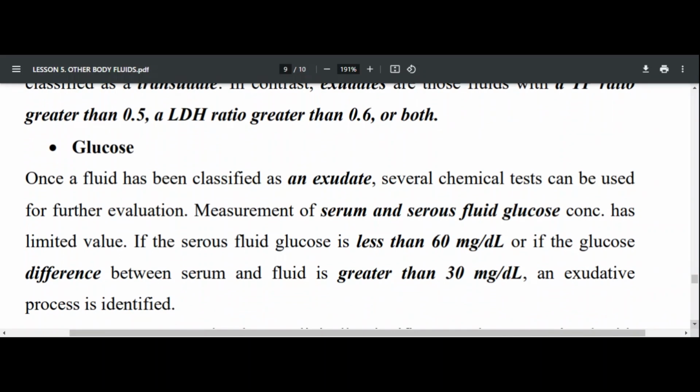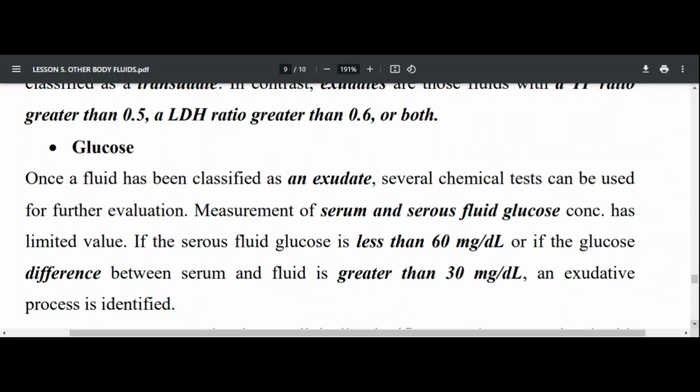So after classifying the specimen as a transudate or exudate, we can of course use other chemical tests to do a further evaluation in order to try to identify the cause of that exudate production. Measurement of serum and serous fluid glucose concentration has in fact limited value, but if the serous fluid glucose is less than 60 mg per deciliter, or if the glucose difference between serum and fluid is greater than 30, then an exudative process is also identified.